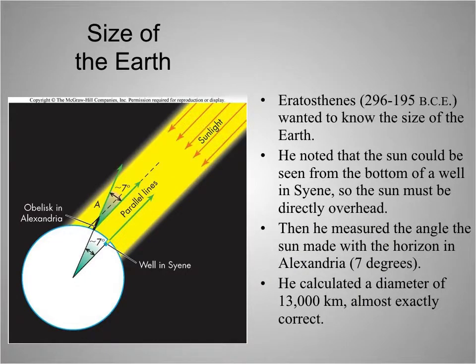Even more remarkable, in my opinion, is the estimate that Eratosthenes came up with, where he wanted to know the circumference of the Earth. And he did this remarkably without actually going anywhere. He knew that at a certain time of year, namely the summer solstice at noon, there was a well in the town of Syene where the sun would shine directly overhead and illuminate the water deep within the well.